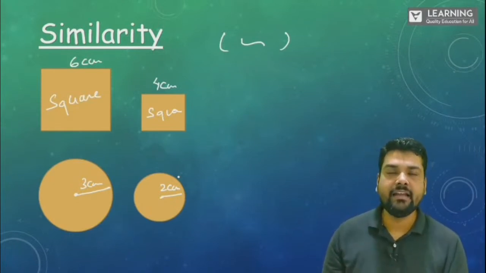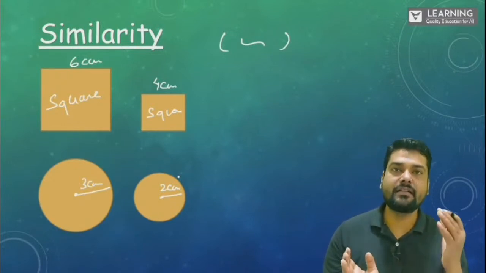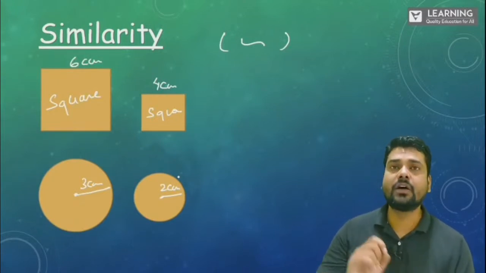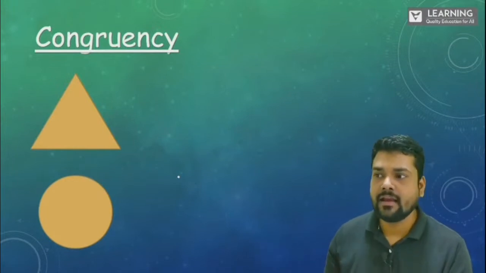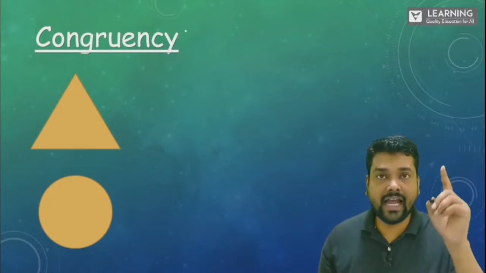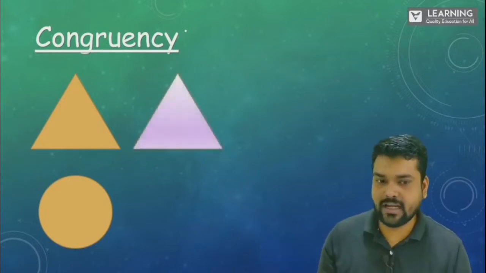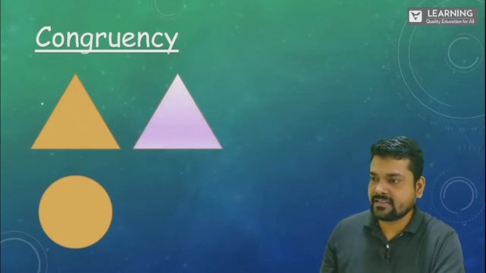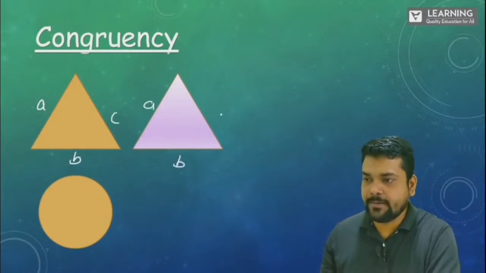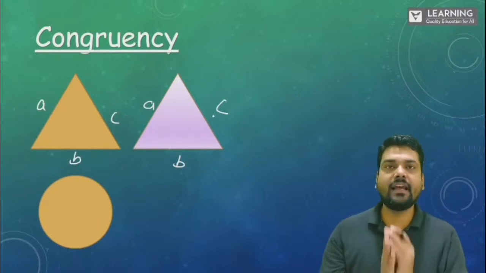In similarity, the two figures will be exactly the same shape. One can be large in size and another can be smaller in size. But once the word comes to be congruency, the sides, the angles, everything should be exactly as it is. So if I have to draw a triangle, and that is A, that is B, and that is C, here the measurements of A, B, C would be the same. If the measurement is differing, that means they are not congruent.